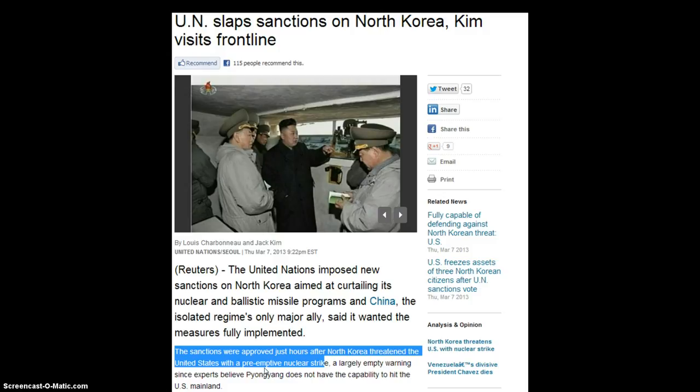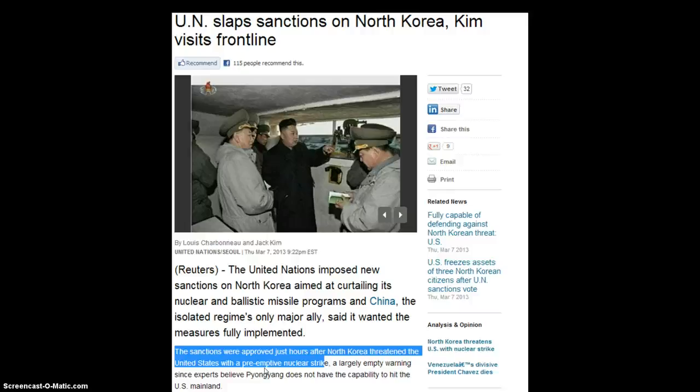Now, the degree to which North Korea really means that is hazy at best. North Korea is famous for posturing and saying crazy things. Most experts believe that they don't even have the technology to attack the United States. But it does make us question what we should do with North Korea. What policy should we take? Are economic sanctions enough? Or should we step up our efforts and take some military action?